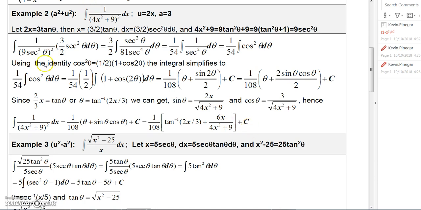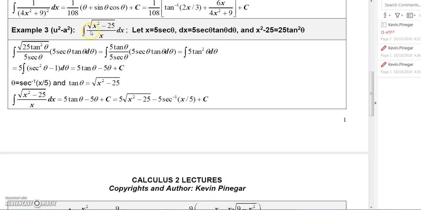Okay, so that's the second case. Okay, here's the third case. You have x squared minus 25, so that's like u squared minus a squared. So let's let x equal 5 secant theta, then dx would be 5 secant theta tangent theta d theta, and then of course x squared minus 25 would actually be 25 tangent squared theta.